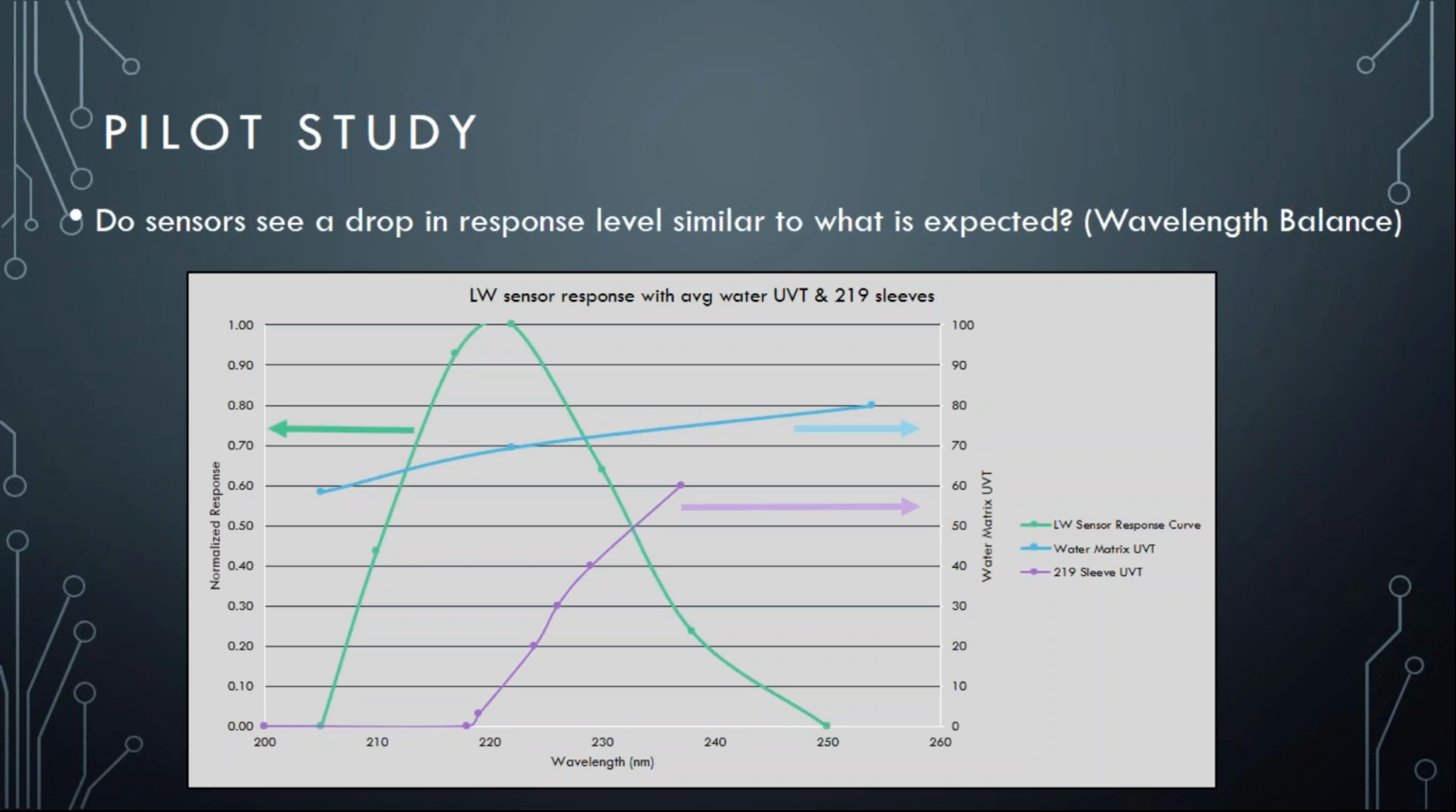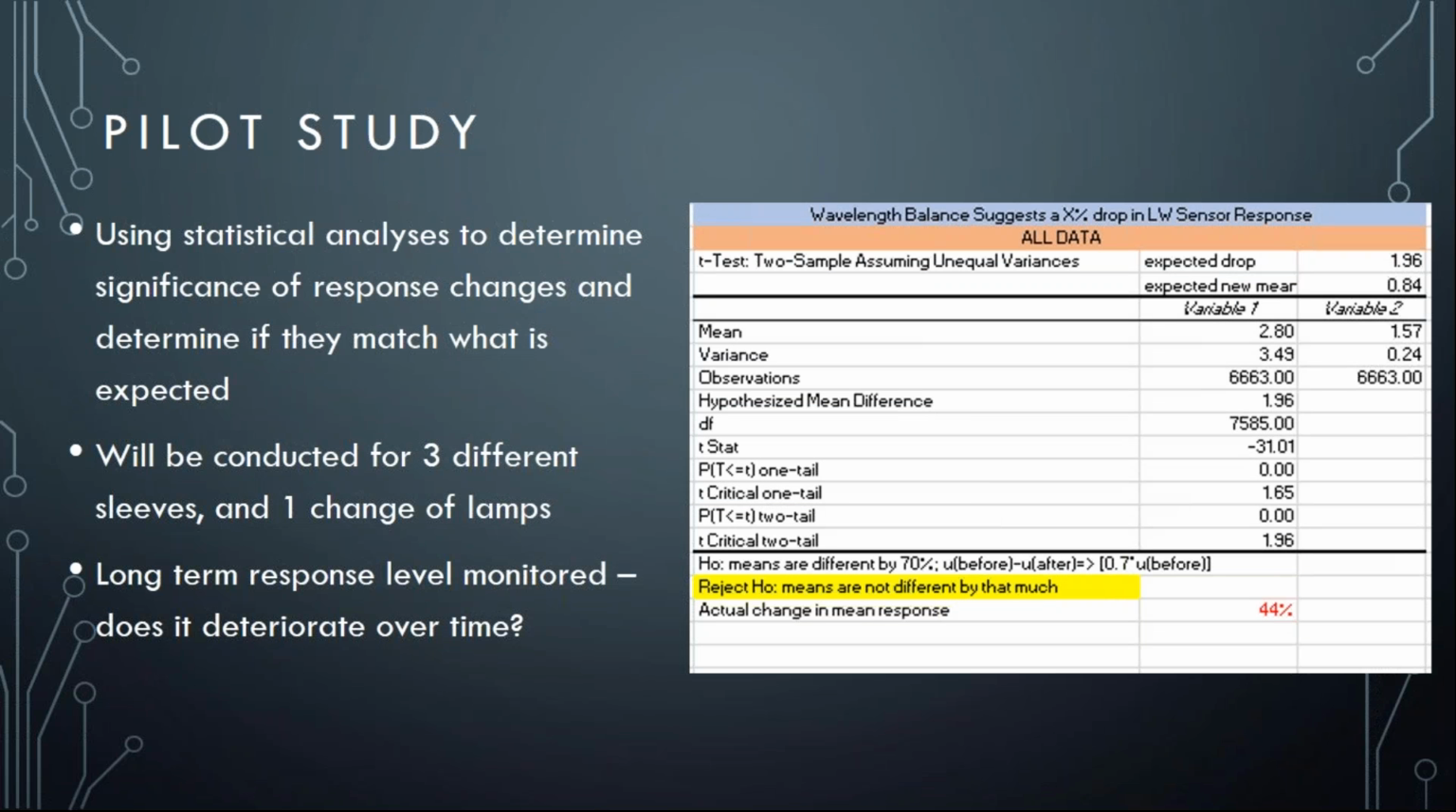So we can do a wavelength balance and just see if the percent reduction that we're seeing in the field is similar to what we would expect in theory. And in doing that, obviously, a lot of statistics needs to be done to determine, is the percent difference in means from before and after these situations what we would expect? Is it different? By how much? And all those questions are definitely important in this research. So that's ongoing right now. That's kind of what I've been up to.